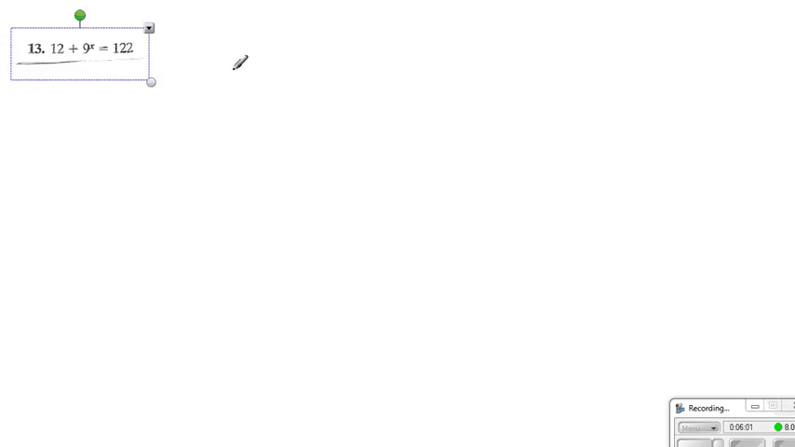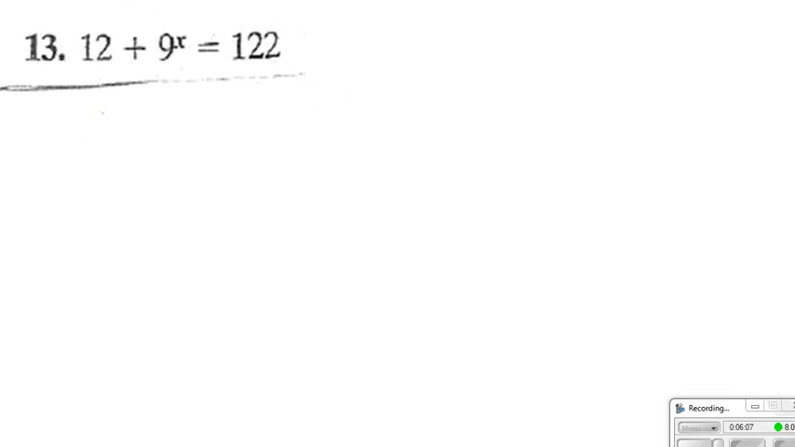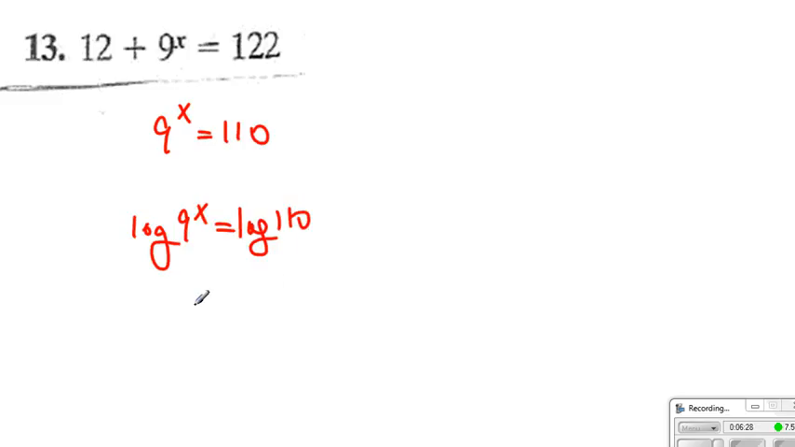All right, let's look at the next question. Here, in this case, out of all those things, one of the easiest ways, and the method that is being recommended by many people, will be simply doing it by hand, as we have done on the first question. So here we have subtracting 12, and 9 to the x power must be equal to 110. And of course, we're going to do the logarithm of both sides. Hence, x must be equal to log of 110 over log of 9.